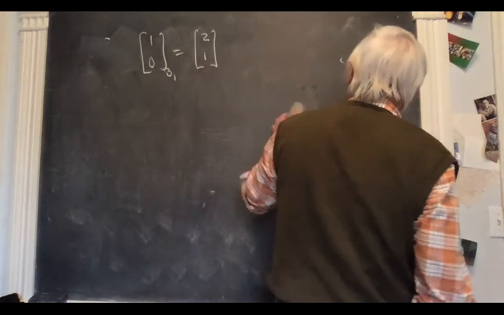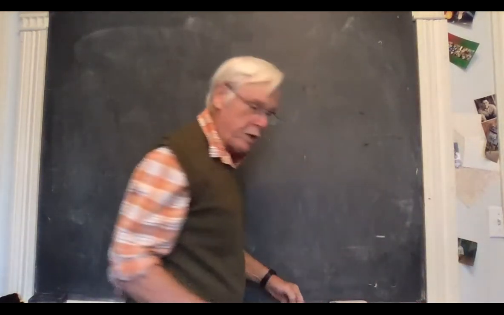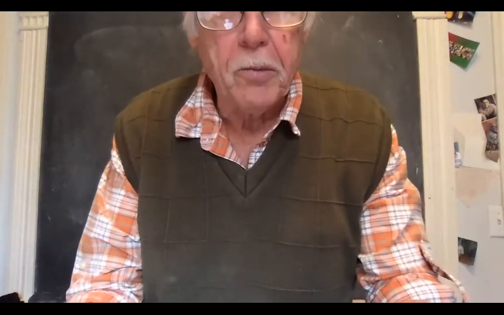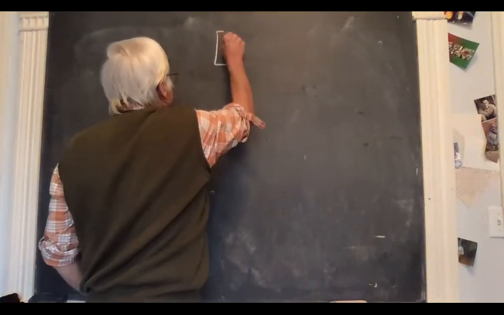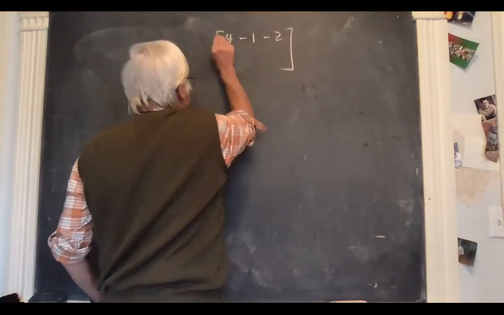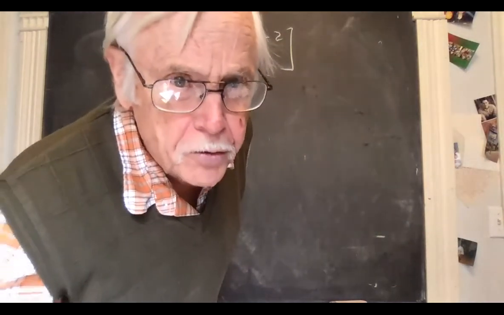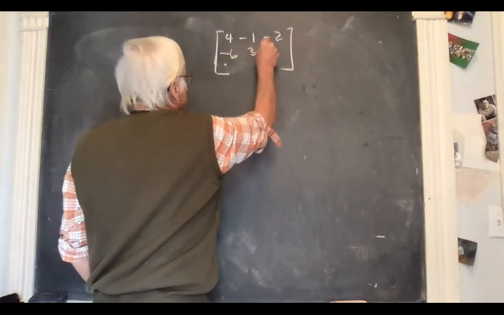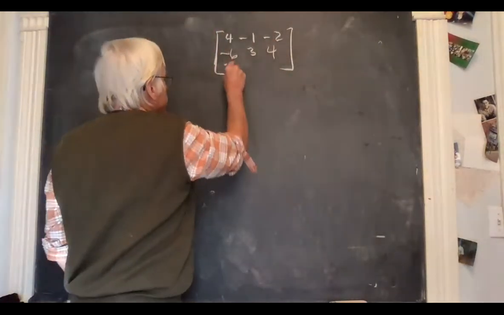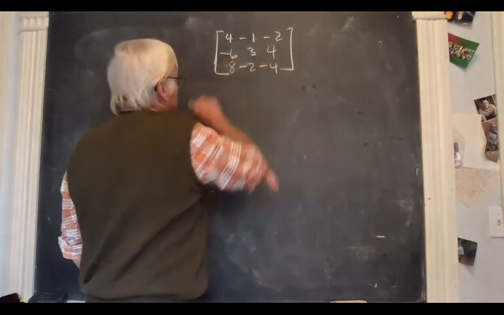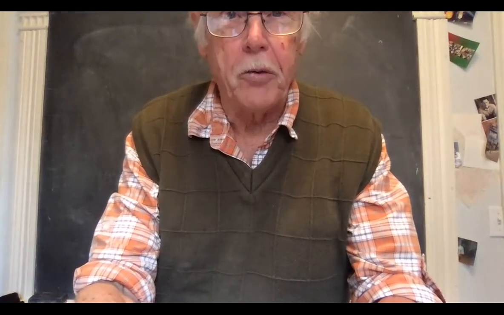Now, let's take a particular problem and work through it a little bit in this regard. I'm going to have to look at what I want here. So 4, minus 1, minus 2. And the second row is minus 6, 3, 4. And the third row is 8, minus 2, minus 4. Now, this is the matrix that's on the sheet that I provided, so you can kind of go through what I'm doing.